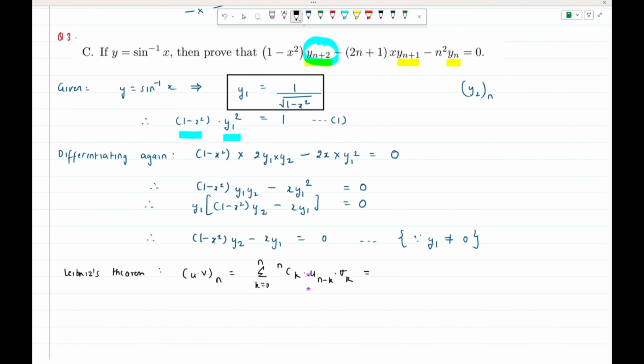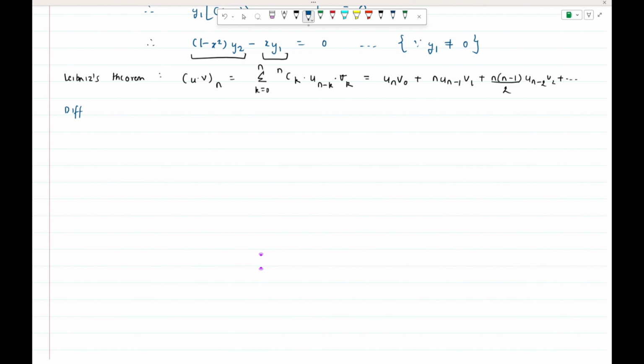So if we plug in the initial values of k, we are going to get u_n into v_0 plus n u_(n-1) into v_1 plus n(n-1)/2 into u_(n-2) into v_2 and so on. It's a finite term, it has an end, but right now we are not interested in that. So we will be taking the nth order derivative. Now since you have got a sum in the last expression, we are going to apply the Leibniz theorem for this as well as this separately.